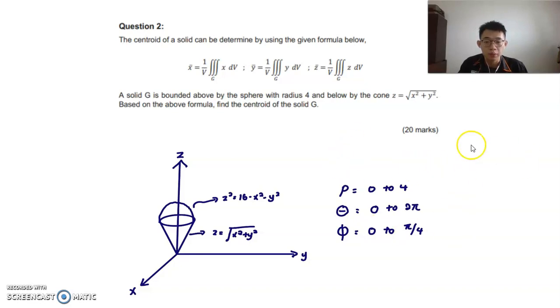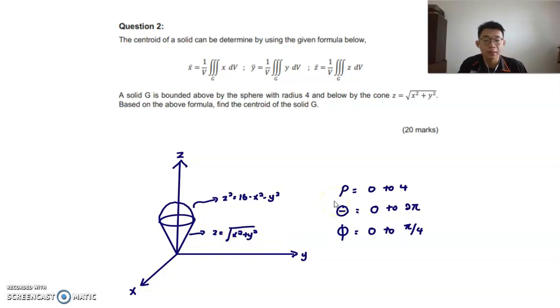So here will be the figure for solid G as shown here, and it's going to be like an ice cream cone, bounded by a sphere with radius 4. So the first half of the sphere will be here with a radius 4, and below will be the cone, which is the equation z equals square root of x squared plus y squared.